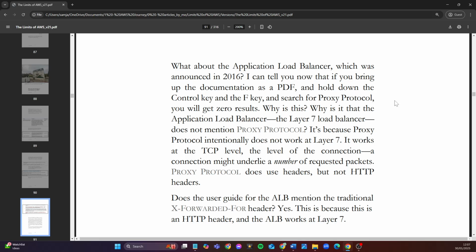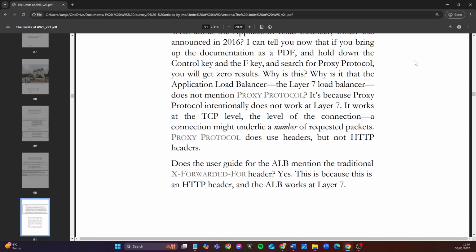It works at the TCP level, Transmission Control Protocol, the level of the connection. A connection might underlie a number of requested packets. It's a sort of base layer that you lay down. Proxy protocol does use headers, but not HTTP headers. And so it doesn't use these headers which operate at layer 7, and that's why there's no mention of it on the application load balancer.